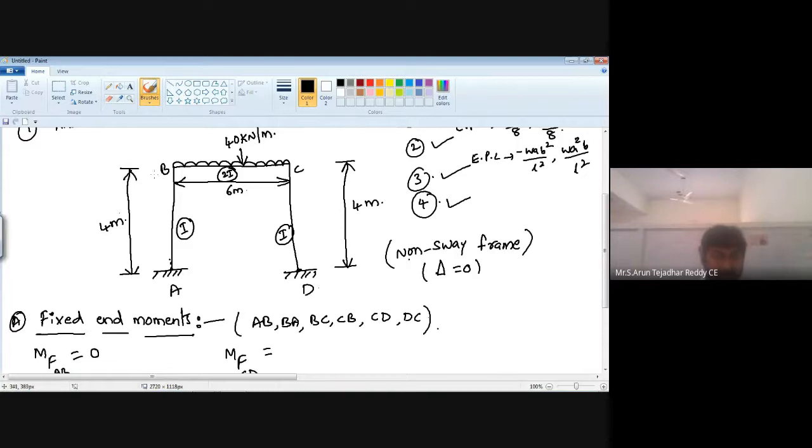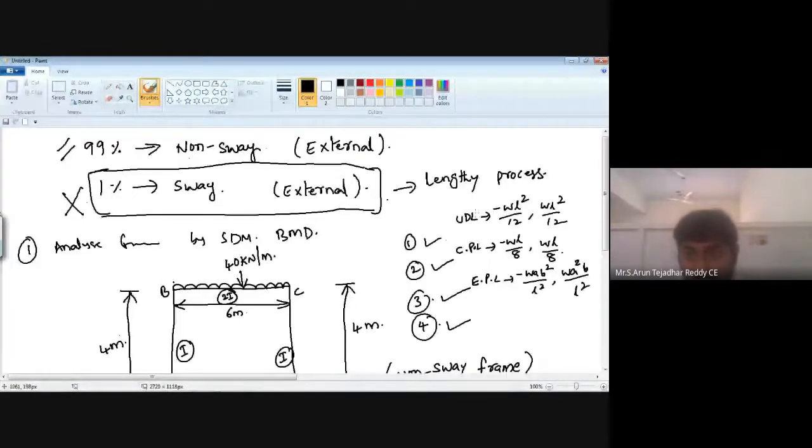Next, coming to B to C, C to B, it means fixed end moment for BC, fixed end moment for CB. We have a uniformly distributed load, UDL. So what is the UDL formula? Minus WL square by 12, WL square by 12.